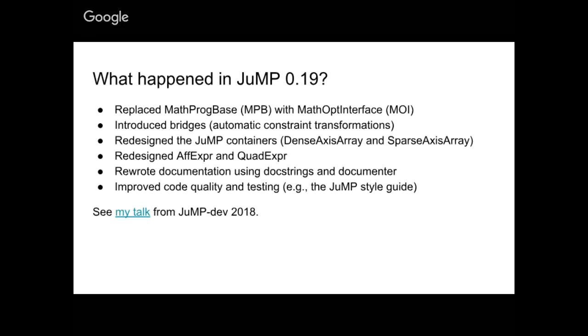We redesigned the JuMP containers, dense access arrays, sparse access arrays. We redesigned defined expressions and quadratic expression data structures. We rewrote the documentation using docstrings and Documenter. We improved code quality and testing.